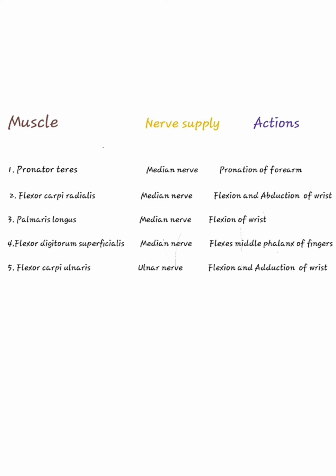Flexor digitorum superficialis flexes middle phalanges of medial four fingers. Acting more strongly, it also causes flexion of proximal phalanges and wrist joint. Flexor carpi ulnaris causes flexion and adduction at wrist joint.